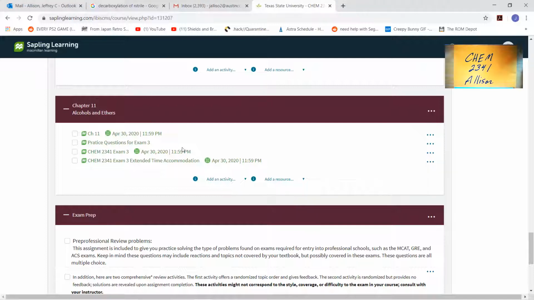Now, on this exam, I have gone ahead and given the extended time for those with accommodations, and you'll see the normal exam here. Again, you only want to click on one of those two links, depending on if you have accommodations or not. Those that have the regular time will be allotted 3 hours to take the exam, and those with the extended time will be allotted 4.5. Same number of questions for each exam, 30 questions each.